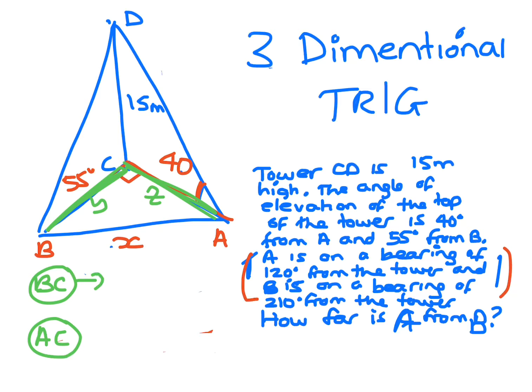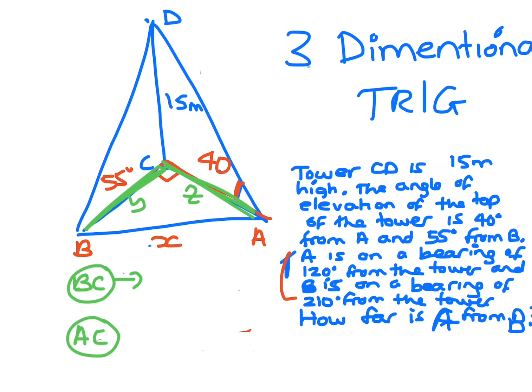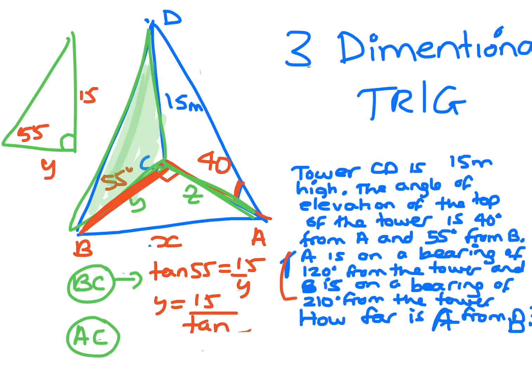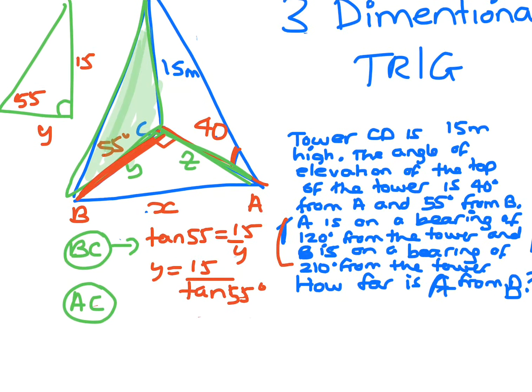So for BC, if you look at these triangles here and redraw that triangle, this one here, I'm just going to shade it in. That will help you find BC, or Y. So that's 15, and that's going to be tan. So tan of 55 equals 15 over Y. So then Y is 15 divided by tan 55. I'm going to write it as a fraction because it's easier than division for this situation.